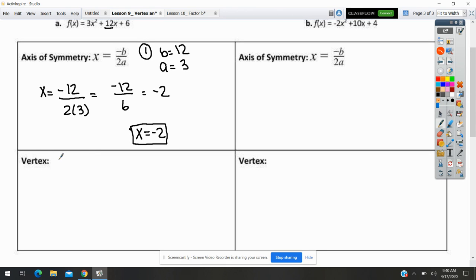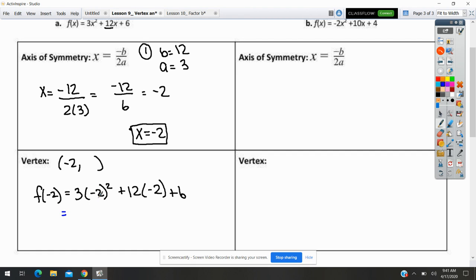Next, we want our vertex point. So from this formula, we know the x value is negative 2. We just need our y. So we're just going to substitute negative 2 into our formula. I'm just going to rewrite it. Instead of x, I'm going to put negative 2. You can also put this expression directly into the calculator with the parentheses. It will work as well, but I'm just going to go step by step.